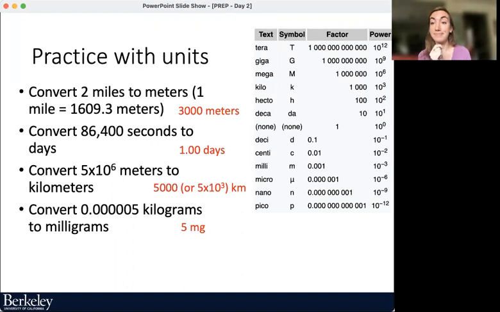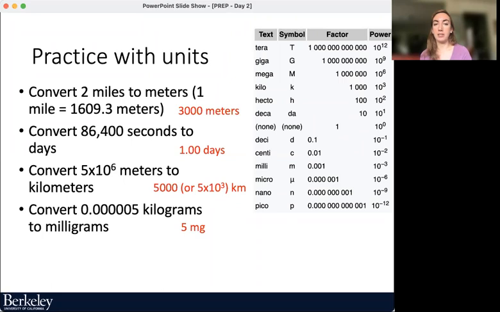Yeah, question. Do the one for kilograms and milligrams? Like, you want me to just talk through it again? Yeah, if you can, please. Yeah, no problem. So there's a couple different ways of thinking about this. Great, so I got another question about meters and kilometers, awesome. So 5 times 10 to the 6th meters to kilometers.